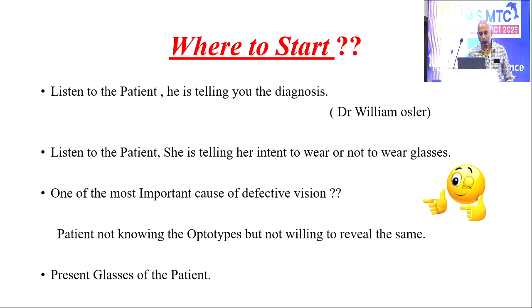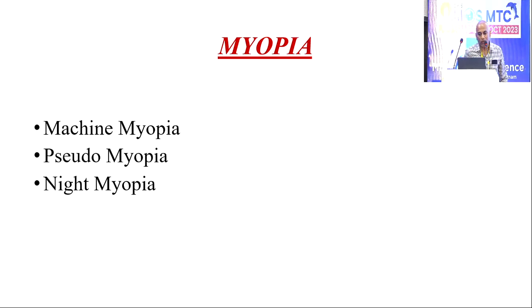Most of the time, the patient not knowing the optotypes is one of the most important common causes of defective vision. They won't reveal it, but once you use illiterate Snellen charts, they will say that they couldn't see, and when you press, they will say that their formal education is not there. And the present glasses of the patient are one of the most important points to start the refraction.